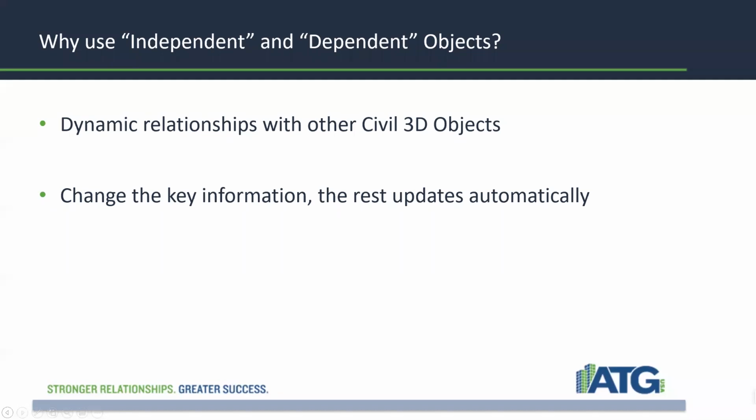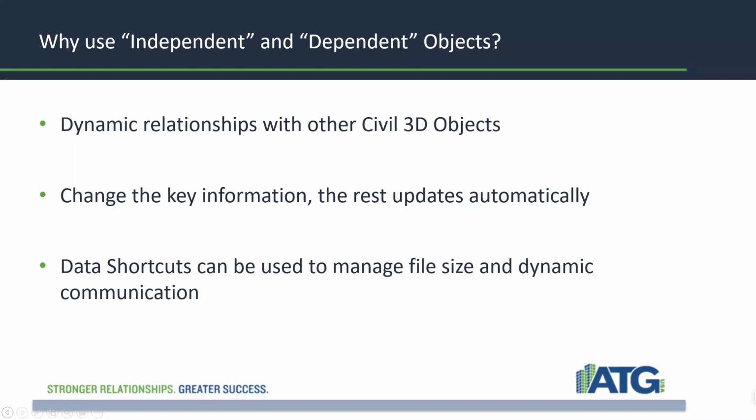So today, when we have our center line alignment and our edges of travel way and our right of way, if for some reason we have to change where this road's going to go, all the rest of those objects are going to follow that geometry for us. Lastly, we will touch on a few nuances of data shortcuts and how they can be used to manage our file size and that dynamic communication across the project.